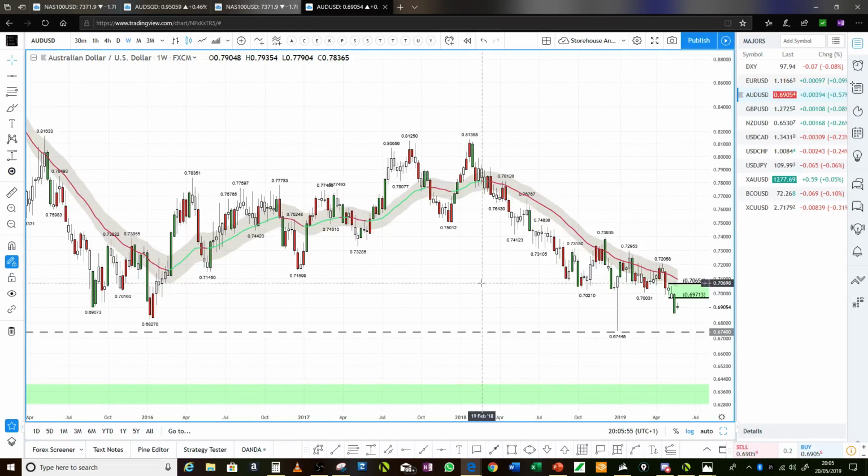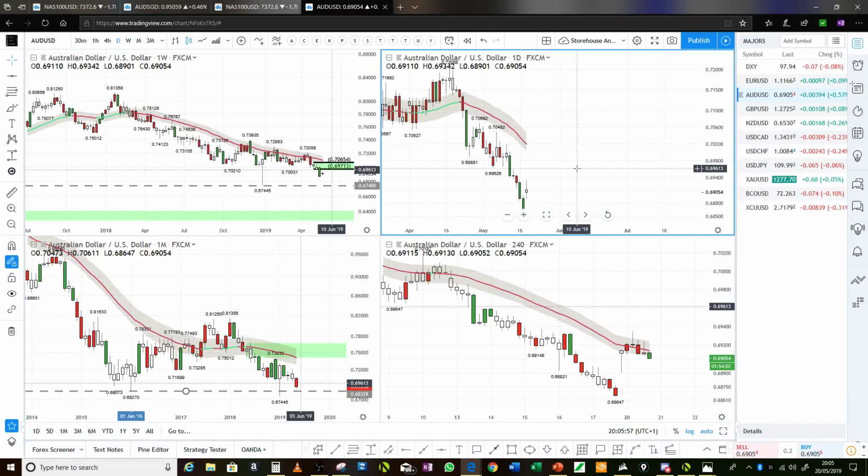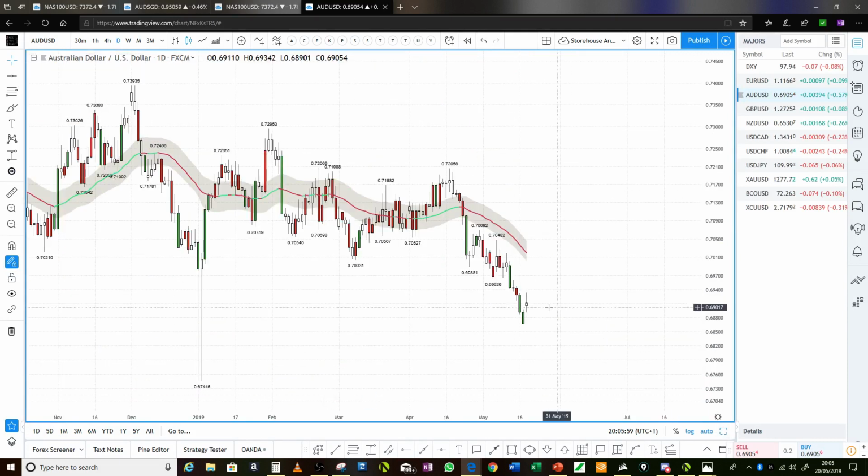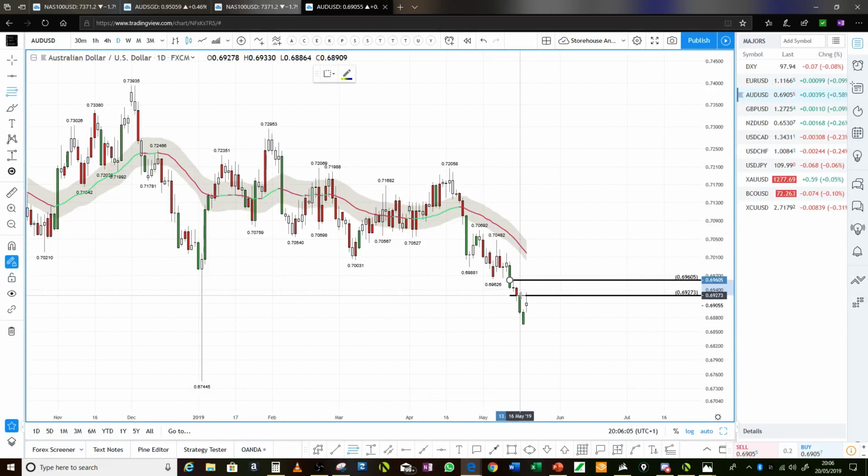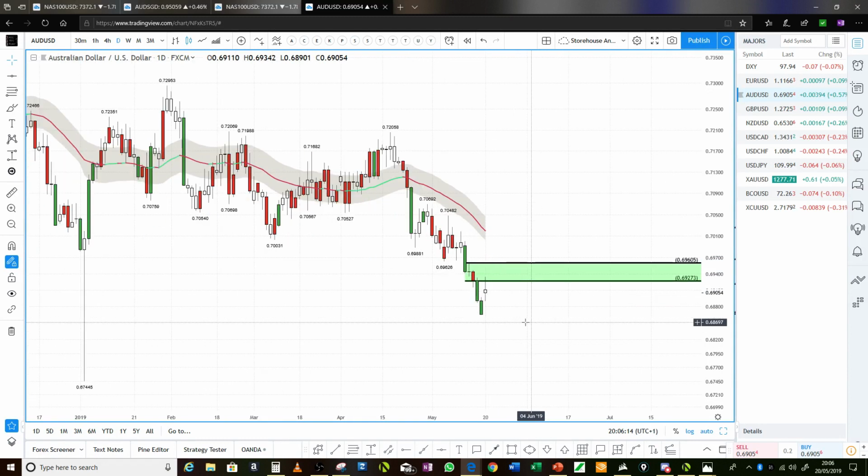So let's go take a look on the daily. And on the daily, we can see the gap up much, much clearer. And we have price gapping into that supply. And you can see the reaction already so far. We gapped up. We gapped right up into supply.